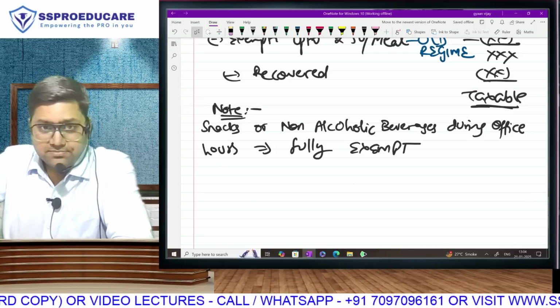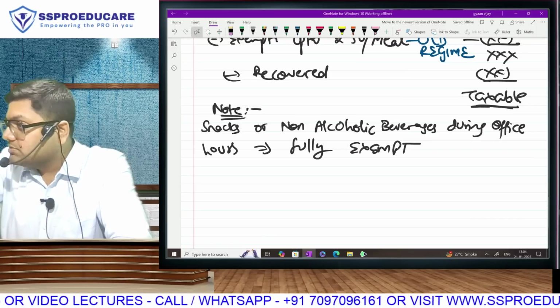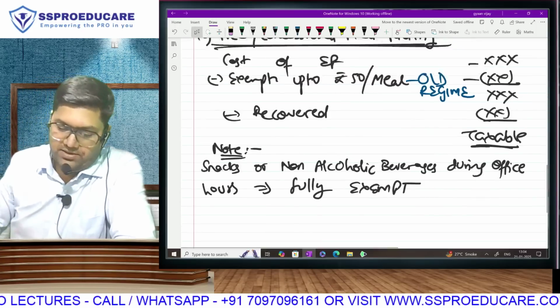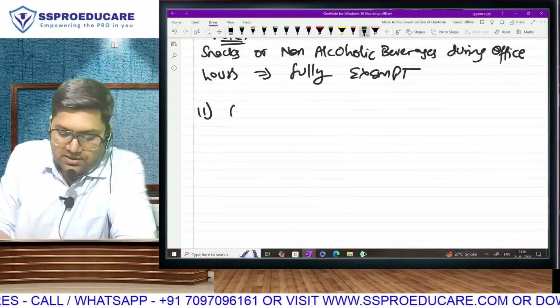Is that clear? A proper full-fledged meal will be taxable beyond 50 rupees. Snacks and non-alcoholic beverages will be fully taxable. Fantastic. Let's go ahead. Perquisite number 11. Credit card facility.